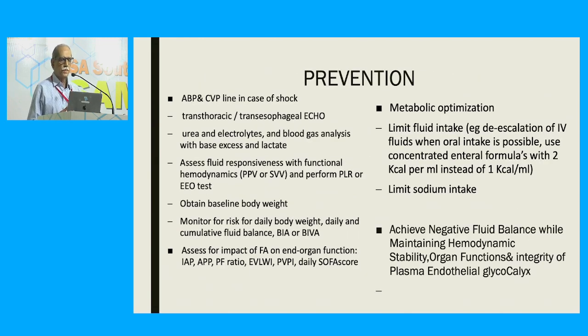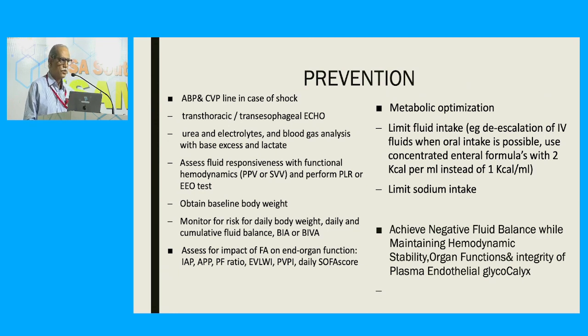So you start with preventing. The prevention should involve monitoring extensively. Some of these monitors may not be within your scope, but that's where research has been done. And why do you need so many monitors? Mainly because none of them are perfect. You can look at the ABP and CVP in case of shock. You definitely need a transthoracic or a transesophageal echo. And you can look at the urea and electrolytes, blood gas analysis, and the base excess and lactate levels. You need to assess fluid responsiveness.